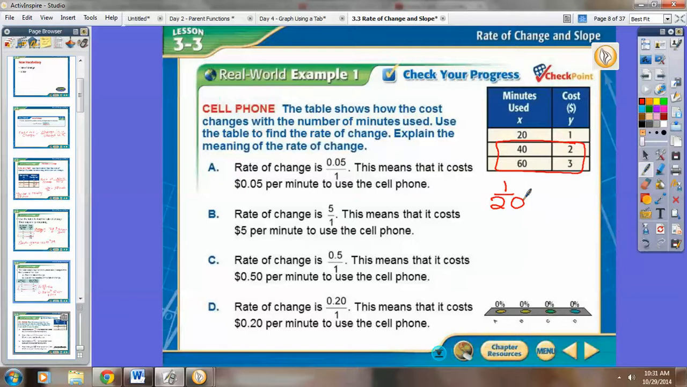This is talking about, the y column is talking about our money, correct? And this is talking about minutes. I want you to go ahead and divide. Take 1 divided by 20, and what do you get? 0.05. Why do you think I did that?